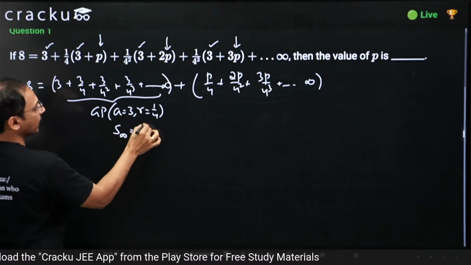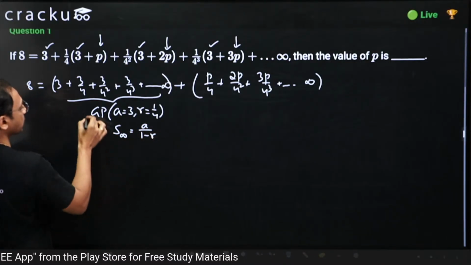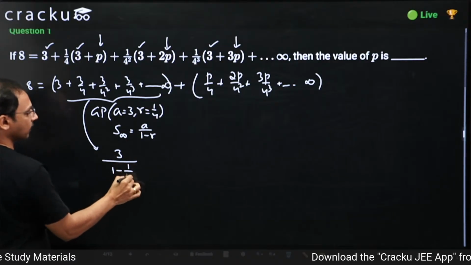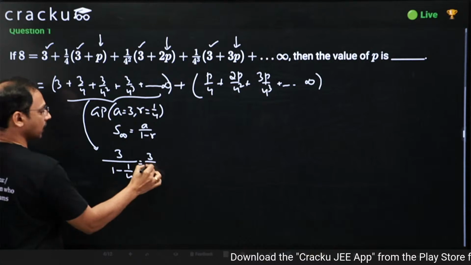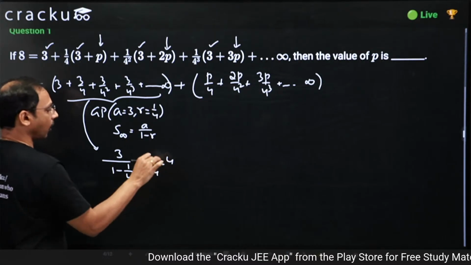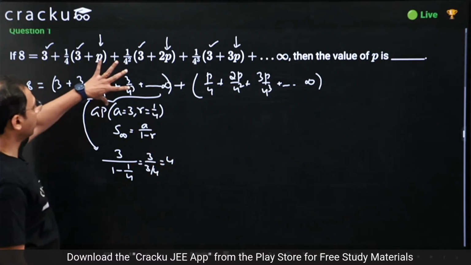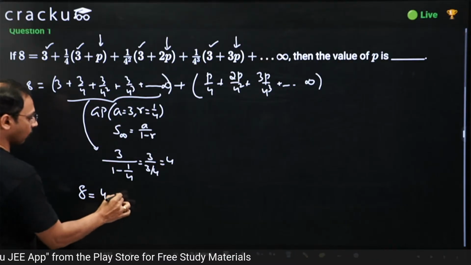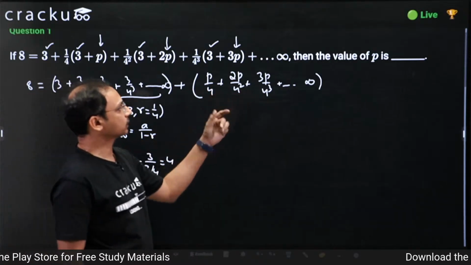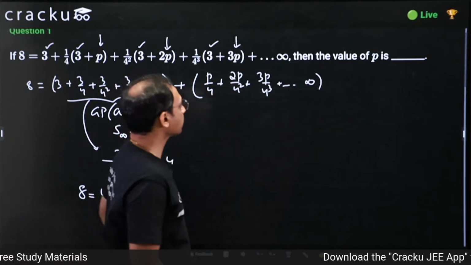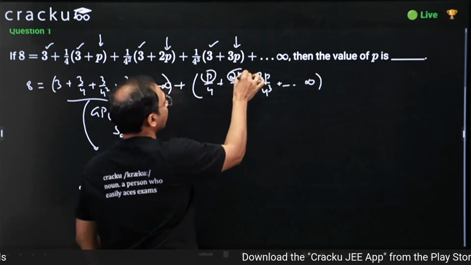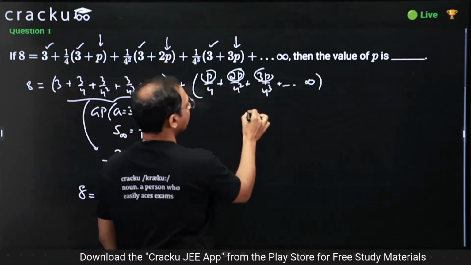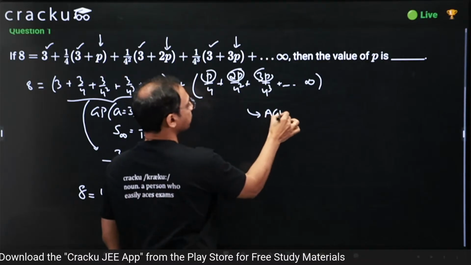S infinity is a by 1 minus r. So this will become 3 by 1 minus 1 by 4, or 3 by 3 by 4, or 4. So this first part will come down to 4. So we have 8 is equal to 4 plus this summation. Please observe this series. The numerators are in AP. The remaining parts are in GP. So this is an arithmetico-geometric progression.